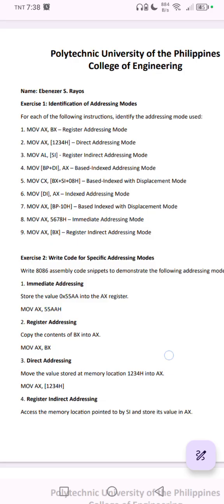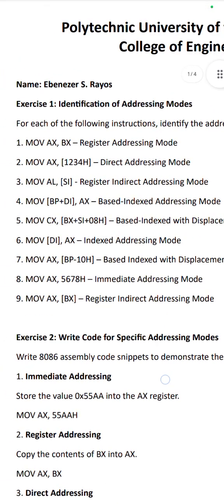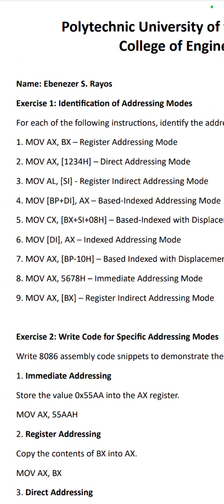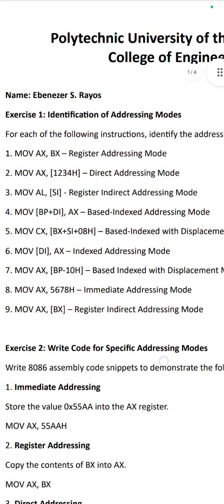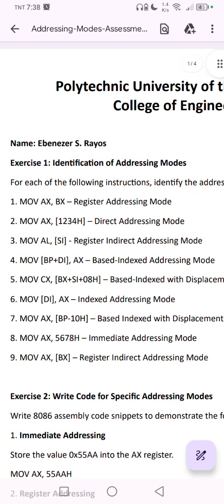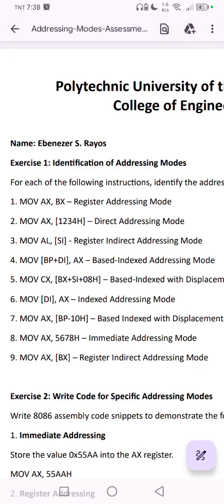The third is register indirect addressing mode, where the address from which to fetch data is contained in the SI register. This allows for dynamic memory access as the content of SI changes.